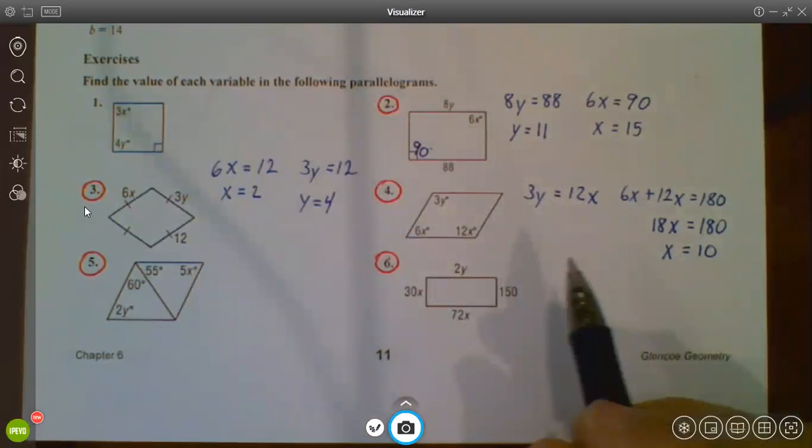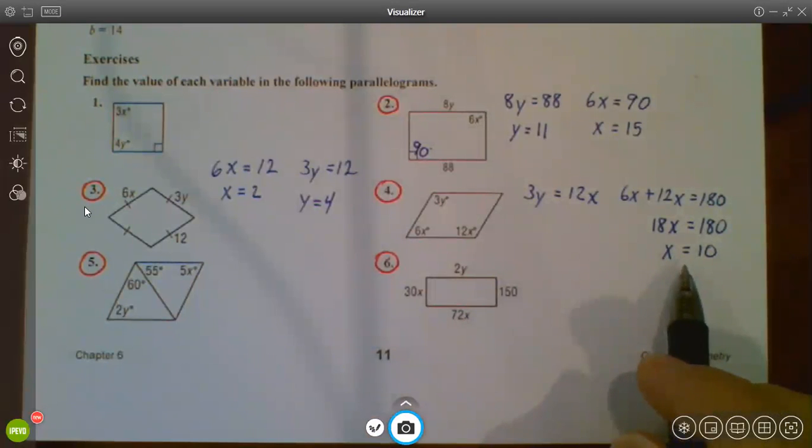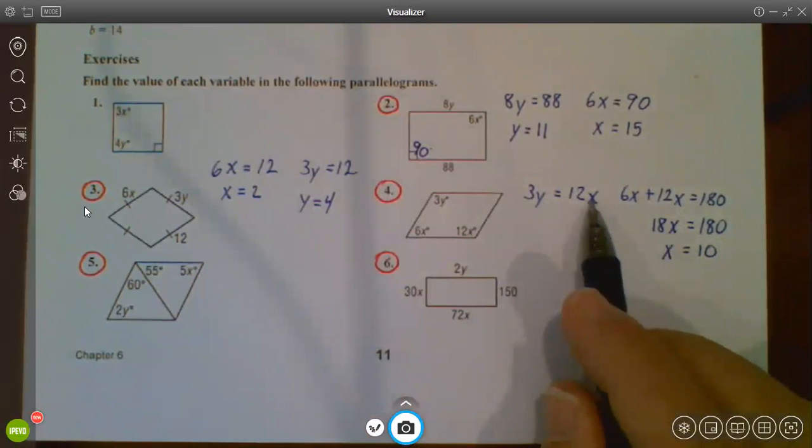So now let's go back to this one. Now we can solve this because now we know that x is 10. So because x is 10, I can put a 10 right there.